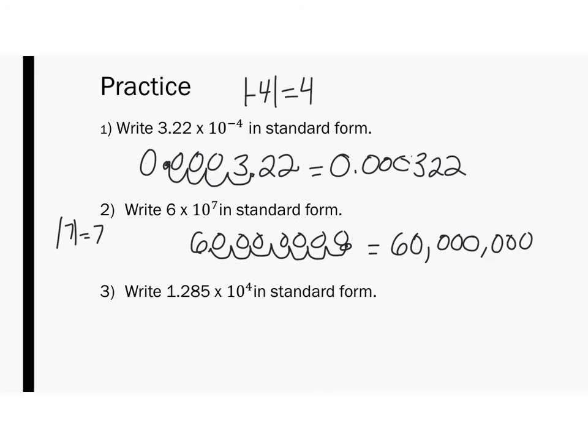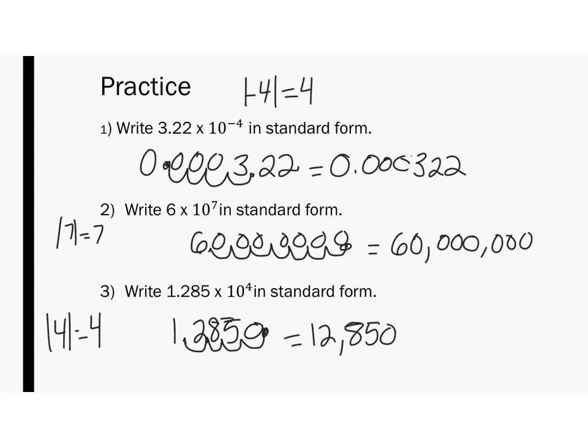Then on number 3, write 1.285 times 10 to the 4th in standard form. Absolute value of 4 equals 4. Okay, we're going to move to the right, so I have my decimal, 1.285. Move to the right, 1, 2, 3, 4, which is decimal, equals 12,850.